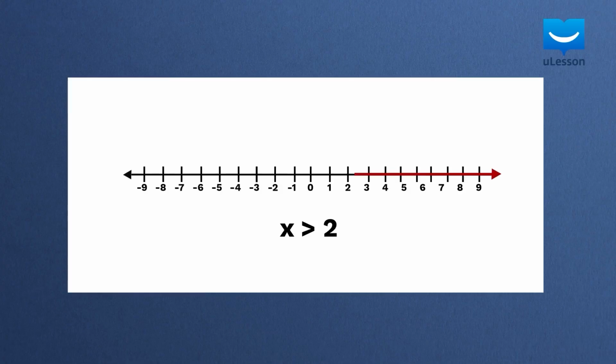So on our number line, if x is greater than 2, it means x can be any number, but it can never be 2 or less than it. It is usually represented with an unshaded circle at 2, with an arrow facing the corresponding side. In this case, the arrow faces the right.